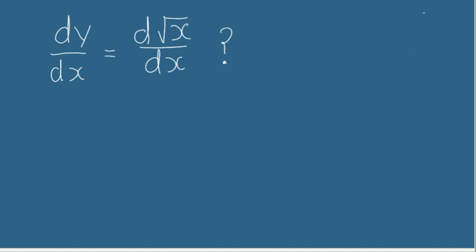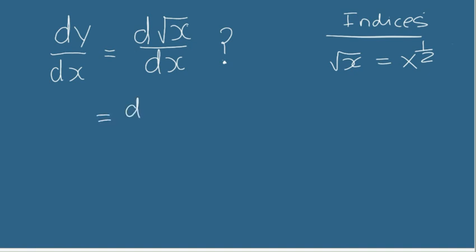Today we're differentiating. First of all, we're going to differentiate the square root of x. Let's look at the indices. We know that the square root of x is equal to x to the power of a half. Now let's rewrite the statement. Now we can see the power.